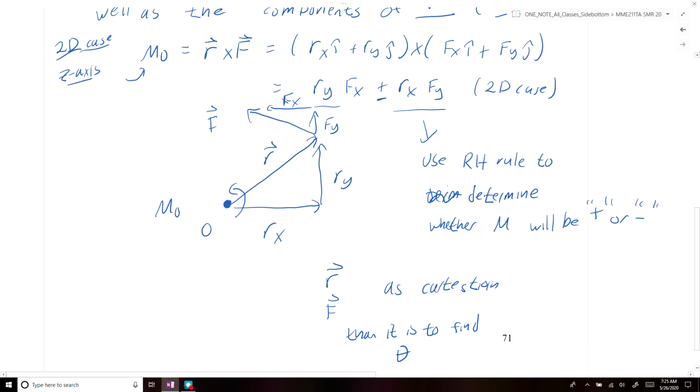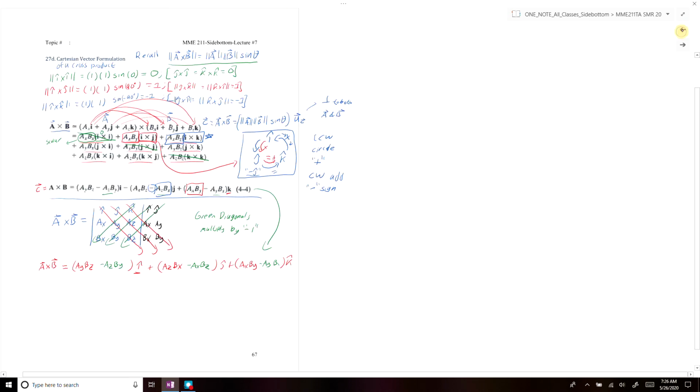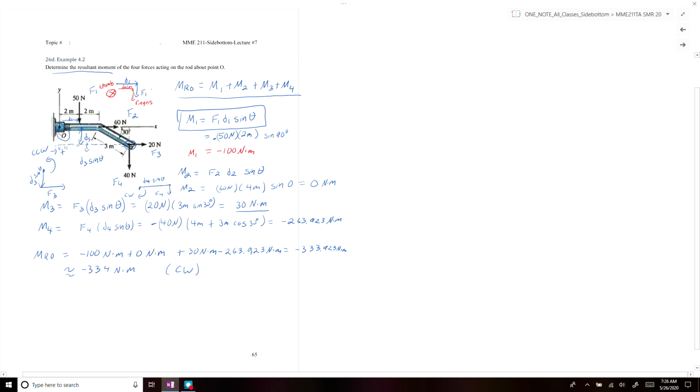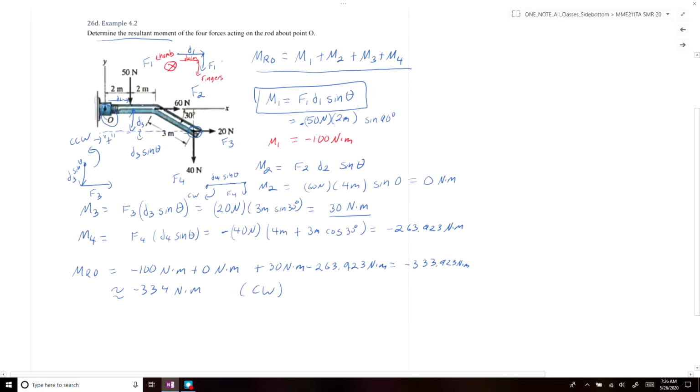If we go back to this example here, look at force 3 and force 4, and the moment arms for force 3 and force 4. That's a perfect example of breaking down the force applied at that point and the position vector applied at that point into their x and y components, and taking the cross product of those terms individually to determine the total moment about point O.